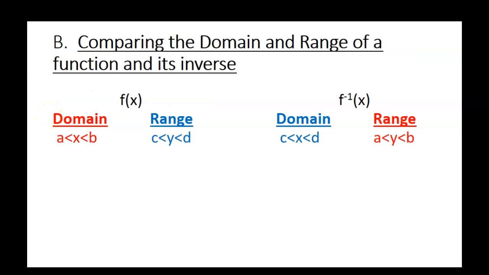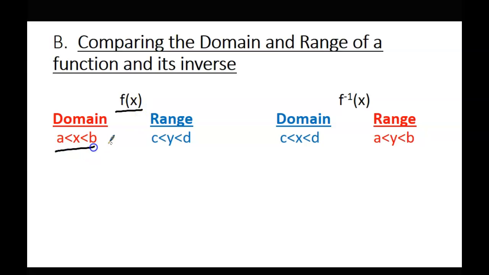Since domain and range are just the x and y values of each function, when you have a function with these domains and ranges, the inverse of that function will have the same domain and range, but they're switched. So for instance, the domain of this one is a to b, and then the range on this one is a to b. Whereas over here, the range is c to d, and the domain is c to d.